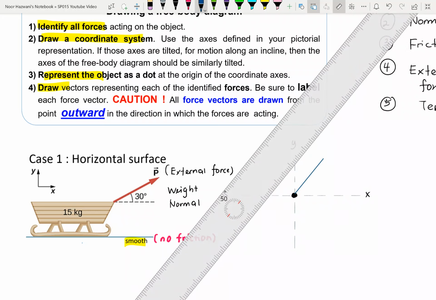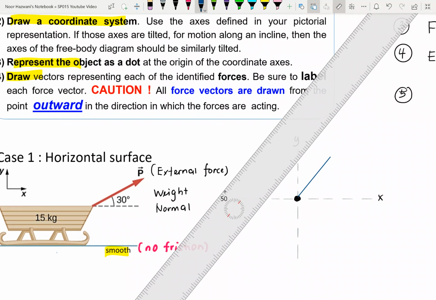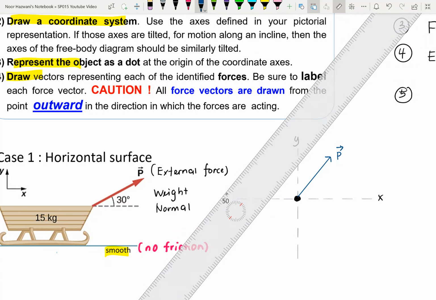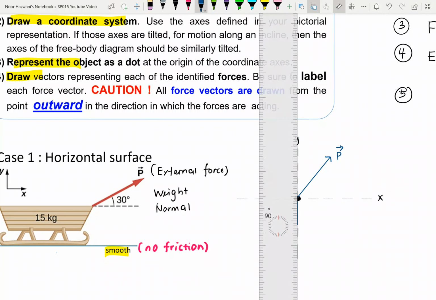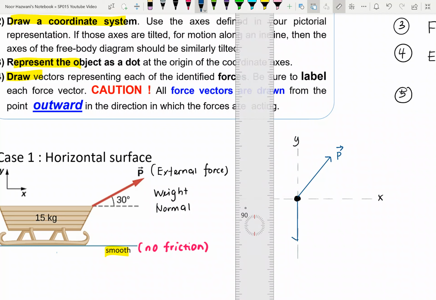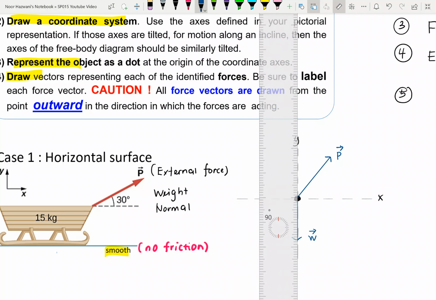So force pertama kita sebab dia dah bagi P, kita akan label dia sebagai P lah. Okay. And then we have weight. Okay. So, mesti lukis arrow. Ingat, weight always downward. So, W. Okay, and then the last one we have normal.